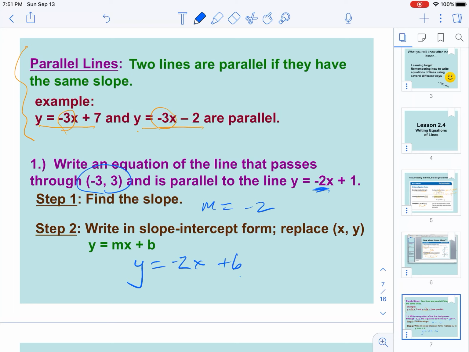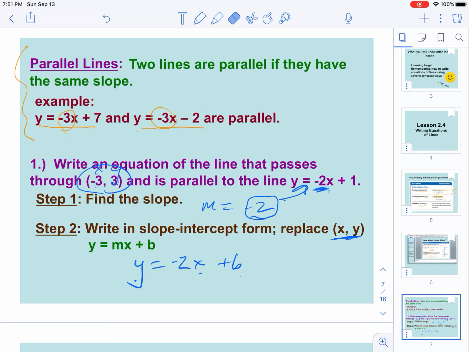What I'm going to do is replace the x and y here and here with the x and y in this ordered pair. Then the line that has the slope parallel to this line and goes through this point will be what I find. And so we're set with that.